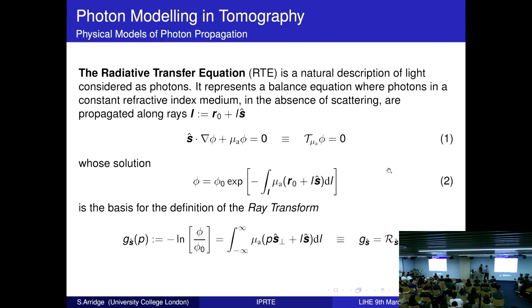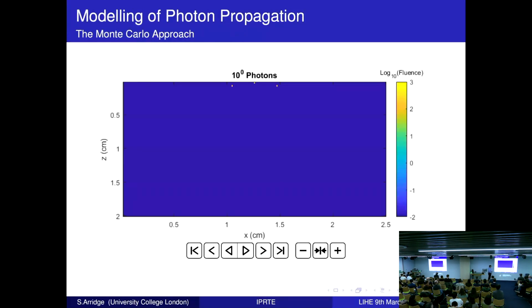Should have mentioned that, sorry. And then we rescatter it and propagate again. Now that's what's called Monte Carlo method, and it looks like this.